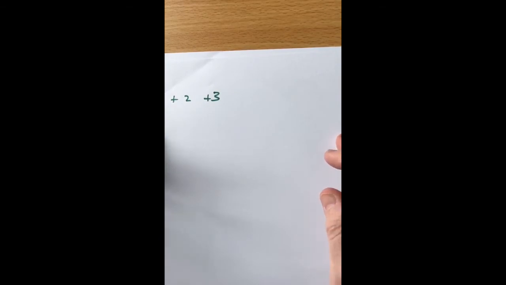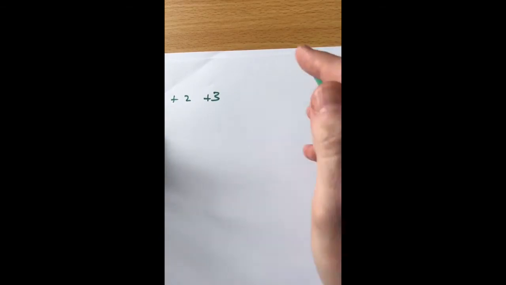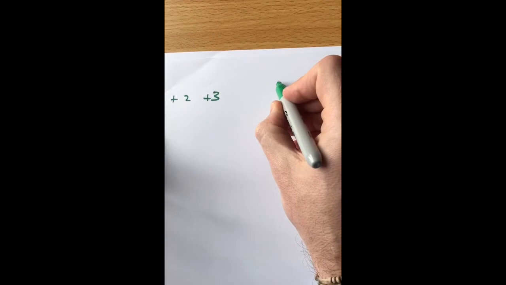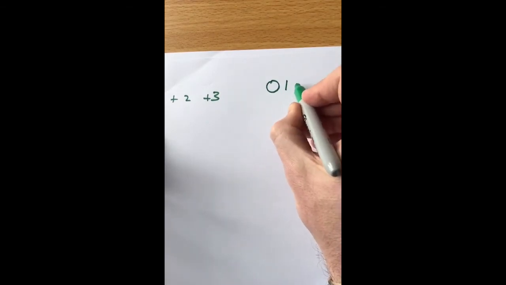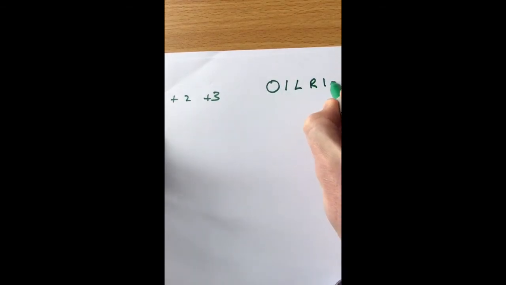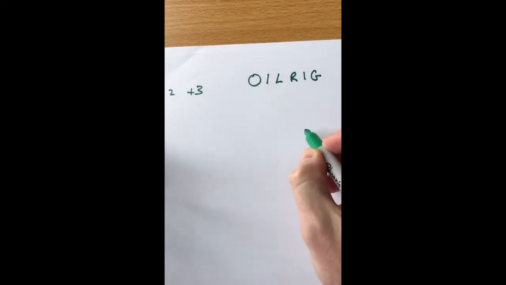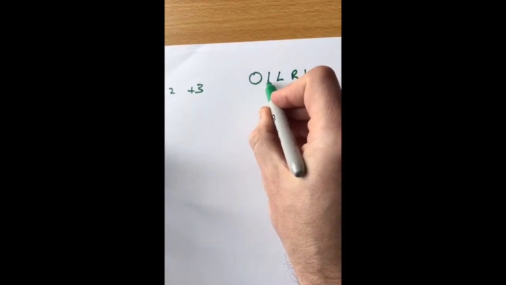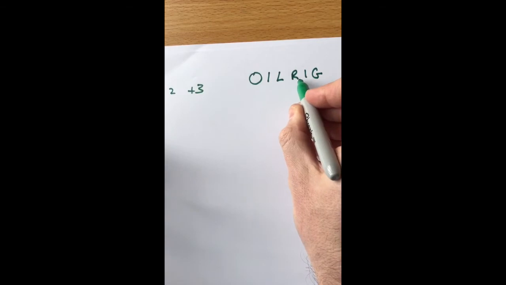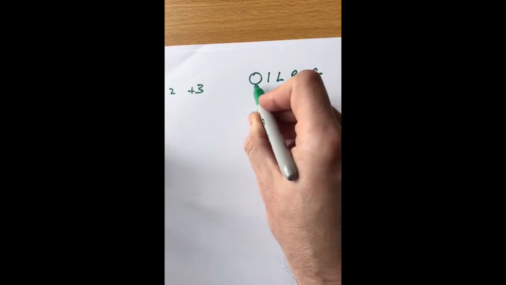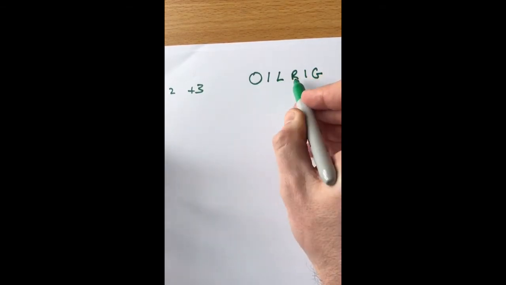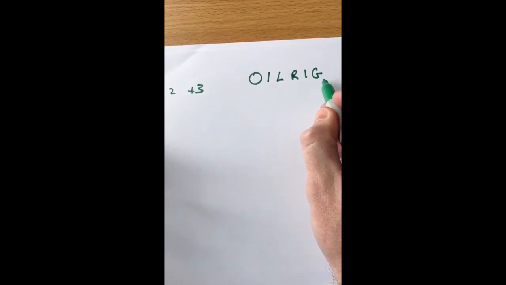Okay, so we have to identify these reactions at the electrodes as either oxidation or reduction. To help us to do this, we're going to use the word OILRIG. Now OILRIG stands for oxidation is loss, reduction is gaining. So oxidation is loss of electrons, reduction is gaining electrons.